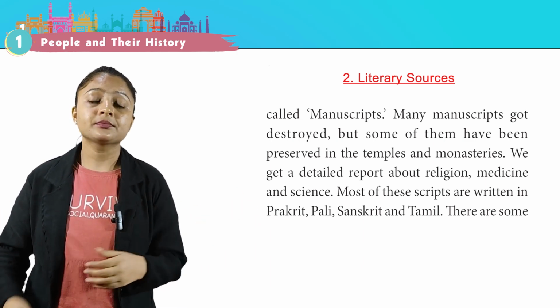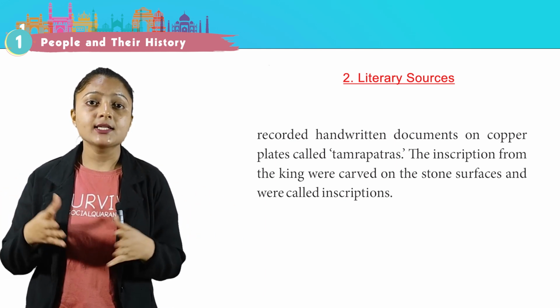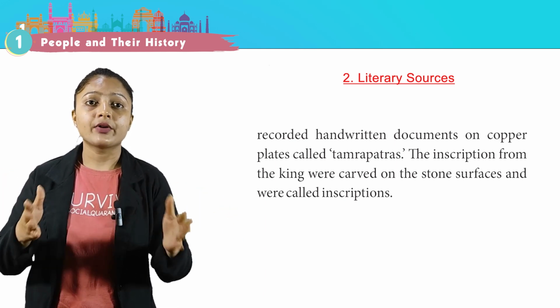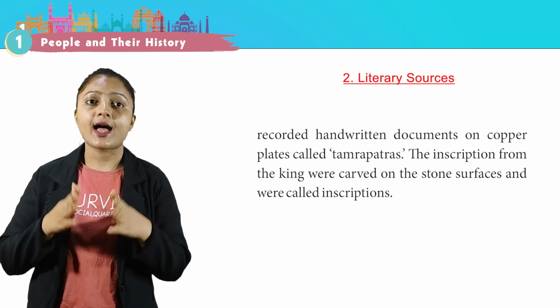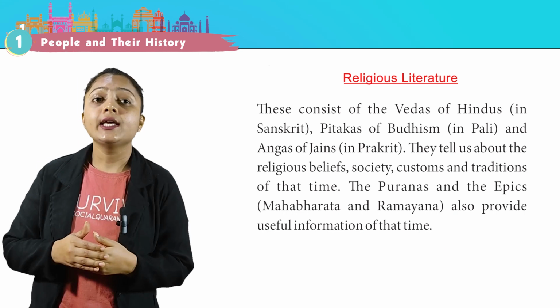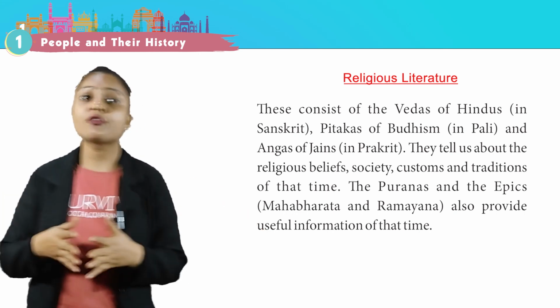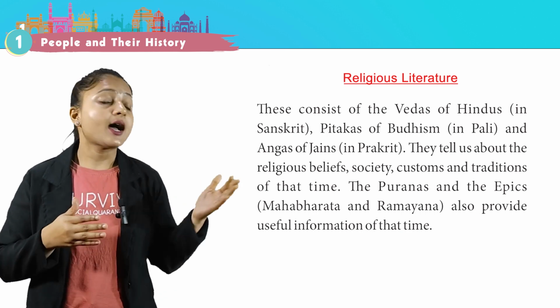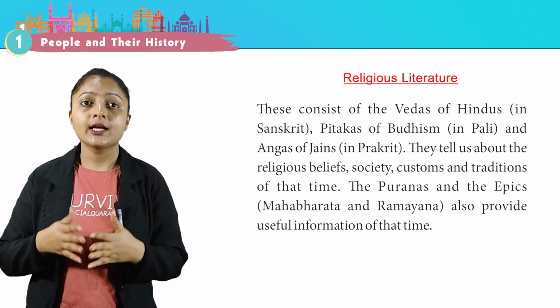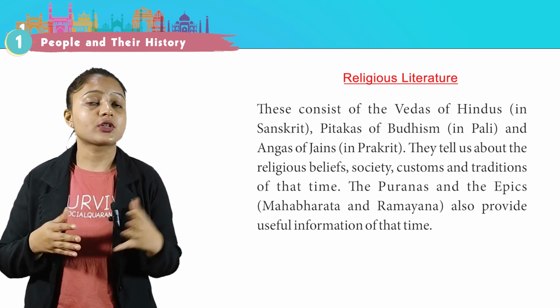There are some recorded handwritten documents on copper plates called Tamrapatras. The inscriptions from the king were carved on stone surfaces and were called inscriptions. Religious literature. These consist of the Vedas of Hindus in Sanskrit, Pitakas of Buddhism in Pali, and Angas of Jains in Prakrit. They tell us about beliefs, society, customs, and traditions of that time.